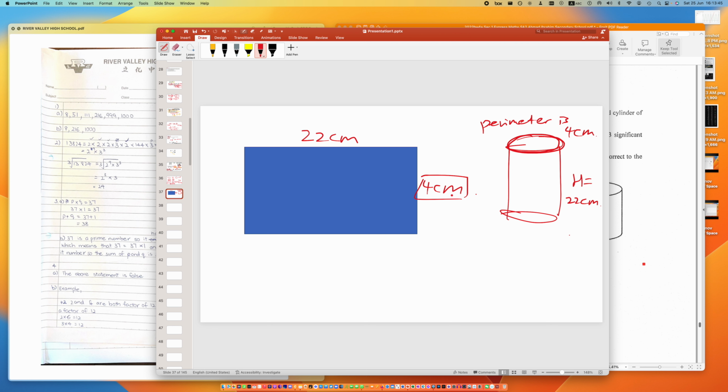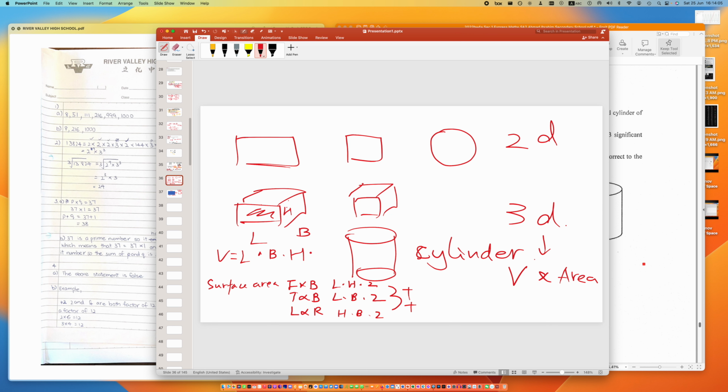Of course, we need to talk about the surface area and the volume. Let's start off with the volume of a cylinder. Actually, for the volume of the cuboid, we don't need this here. The volume of the cuboid is side times side times side.